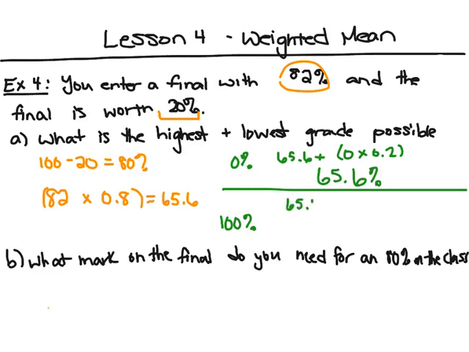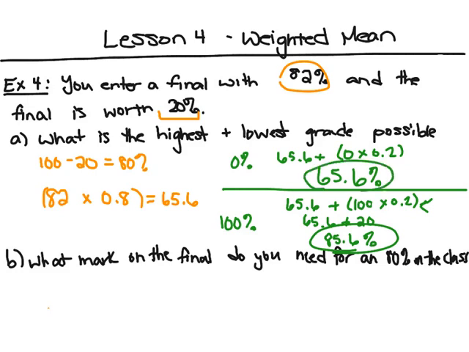If you have 100%, you would take 100 times 0.2, which ends up being 20. So what that means is you got all 20 points for your final. You got full marks for your final. So you add another 20 to your total grade, so you'd have an 85.6. So the maximum grade you can get in the class is 85.6. The minimum grade you can get in the class is 65.6.